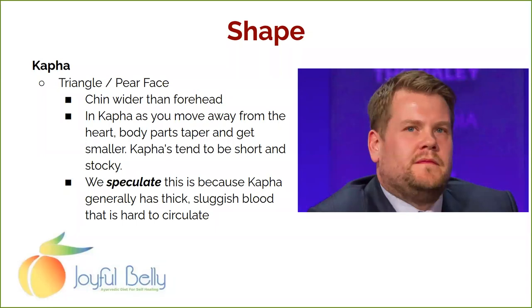In kapha, whereas in vata, limbs are long and lean. In kapha, as you move away from the heart, body parts taper quickly. And again, I speculate this is because kapha is generally thick, sluggish blood that's hard to circulate. So the limbs are a little shorter.